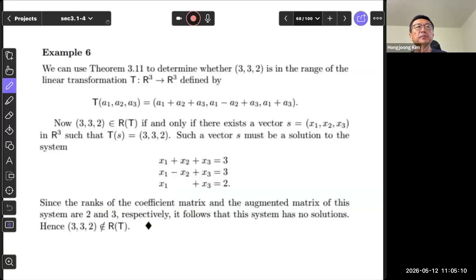In example 6, let us consider this mapping T, which maps this triple A1, A2, A3 to this triple.